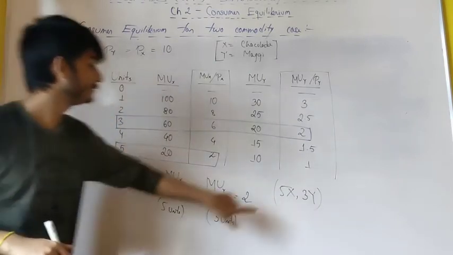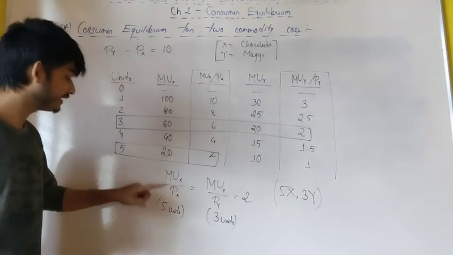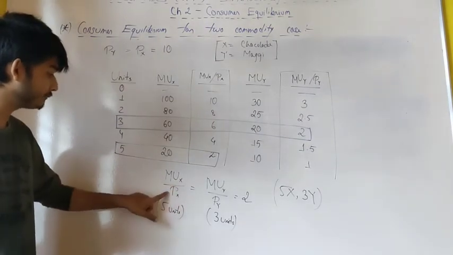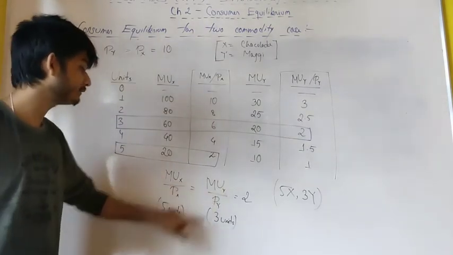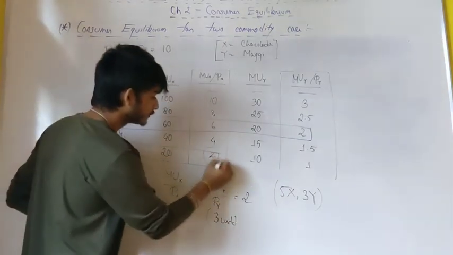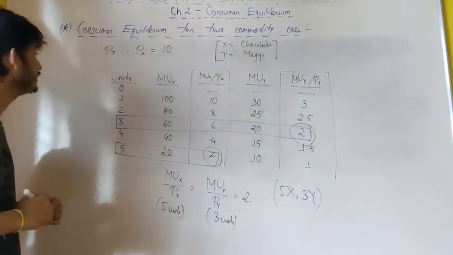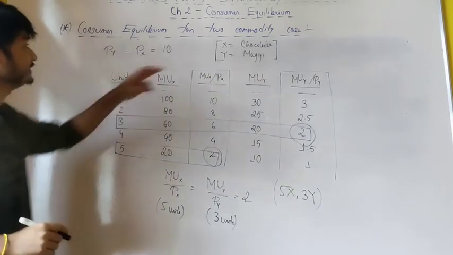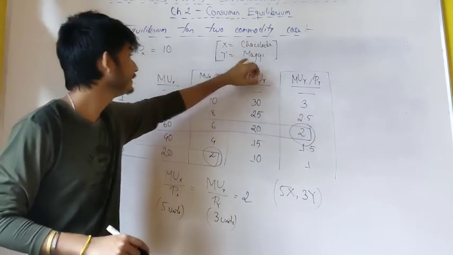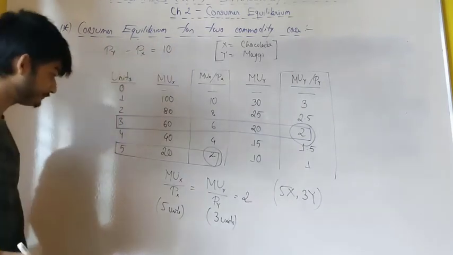Because whenever he is consuming this combination, 5 units of good X and 3 units of good Y, the ratio of marginal utilities for the two commodities consumed, MUX divided by price of X and MUY divided by price of Y, are equal, that is 2. See, here it is also 2 and here also it is 2. So we can say that whenever the consumer is consuming two commodities, the two commodities could be X and Y. X could be related to chocolate and Y could be Maggi, and we have assumed that the price of X and price of Y are same.